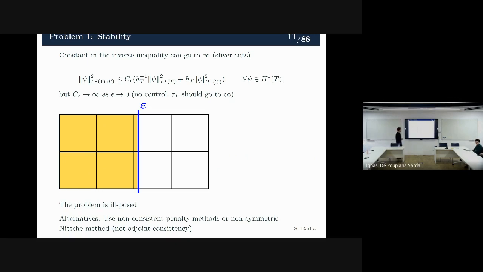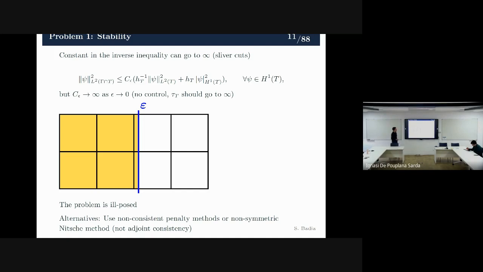So you could tell me, don't use Nitsche, use the standard penalty method, but then you have a consistency error, you cannot go high in order. Or you could use a non-symmetric version, but in this case you don't have adjoint consistency. You cannot use duality arguments, and that's also something that is going to be problematic in terms of accuracy. And even if you solve this, you still have another problem, and the other problem is conditioning.